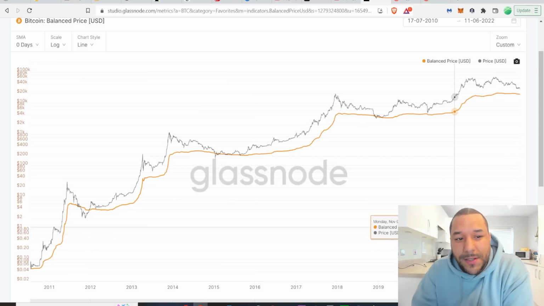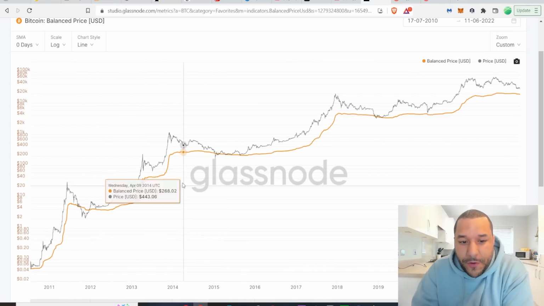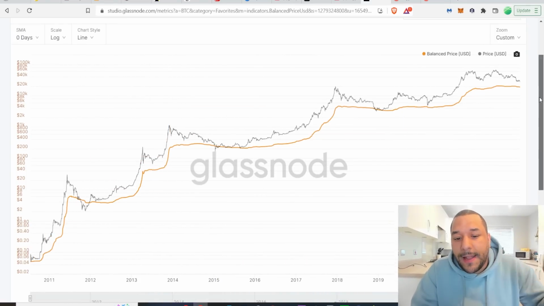Let's break this down. So what does the balanced price mean? You can see this orange line here, which is the balanced price, and then we've got the gray line, which is the Bitcoin price. Let's scroll down.